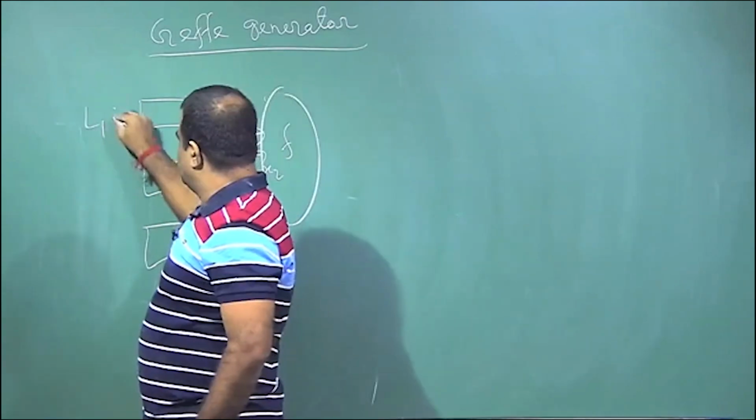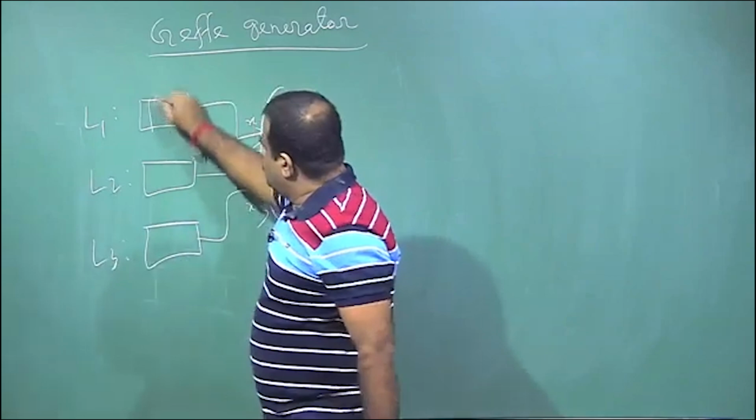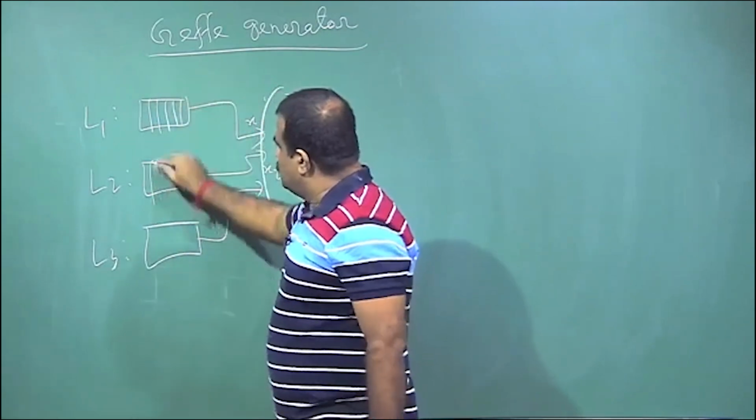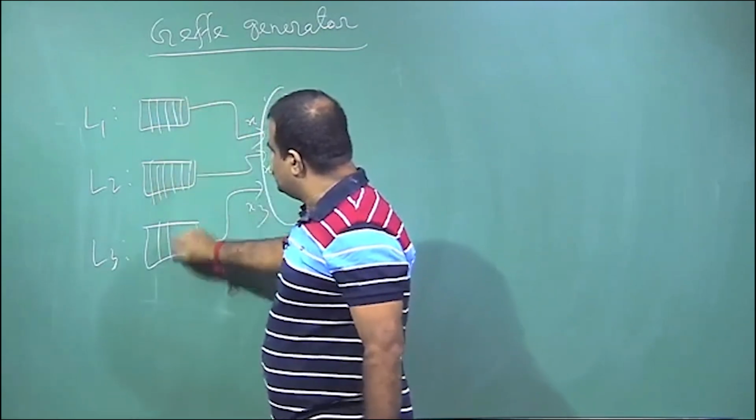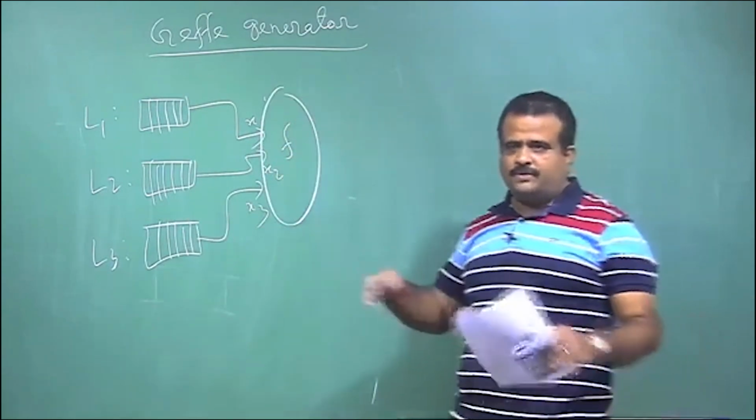So, this is one LFSR, this is maybe L bits. How do we initialize this? We can initialize this by the secret key which is shared between Alice and Bob.